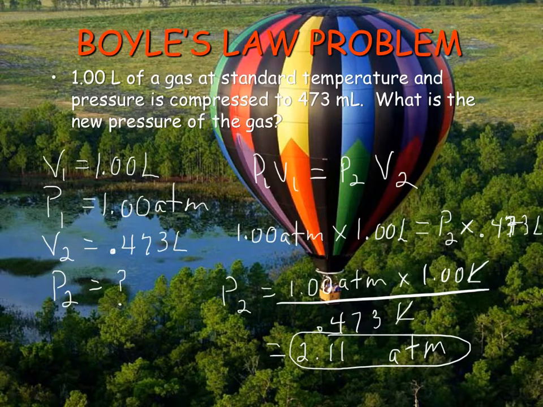Always think when you're finished with your problems, is this reasonable? If our volume is less than half, the pressure should be more than double what it was. And that's exactly what we found the pressure to be. 2.11, a little more than double the original pressure.